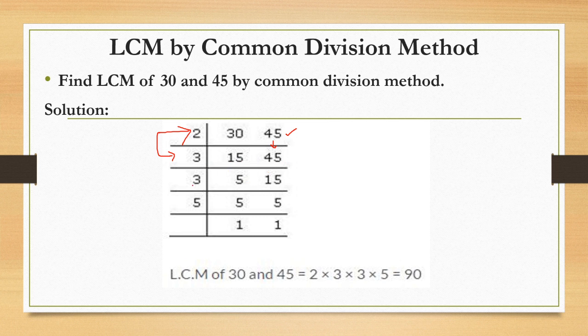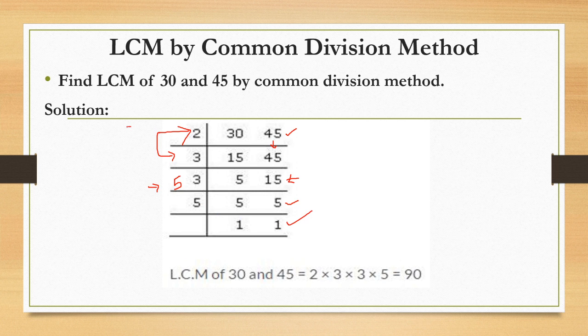Now again, here you can divide these numbers by 5 also, but we are dividing these numbers by the smallest prime numbers. We know that 5 is not divisible by 3, but this 15 is divisible by 3, so we are dividing this number by 3. After division by 3, you got here 5. Now we will divide these two numbers by 5. After division we got 1 into 1.